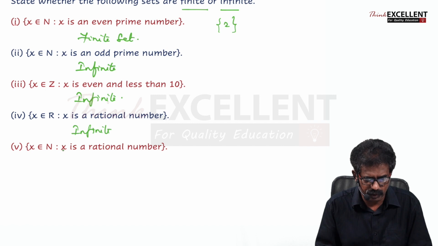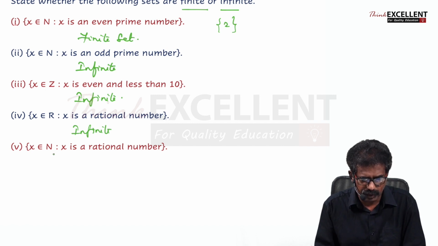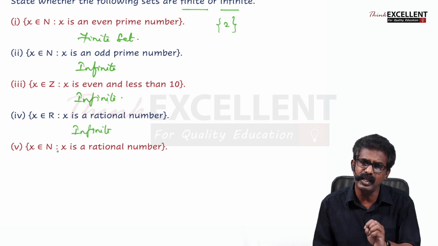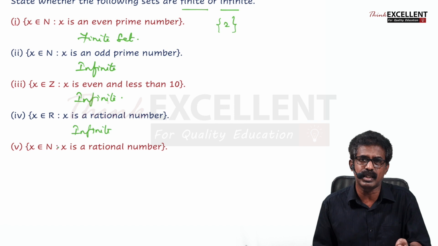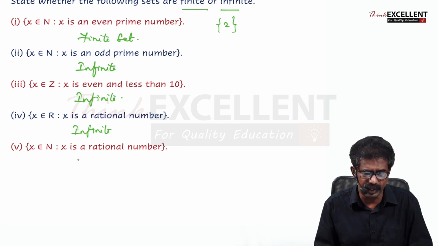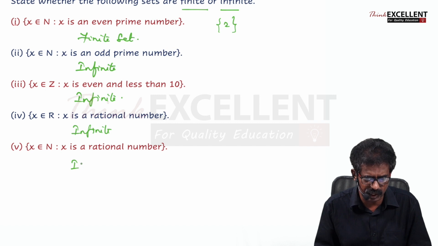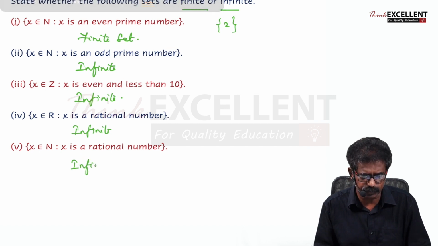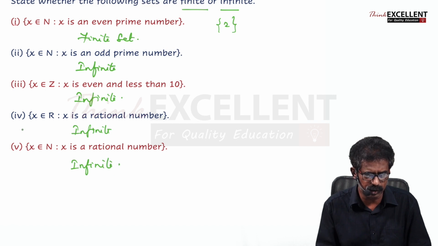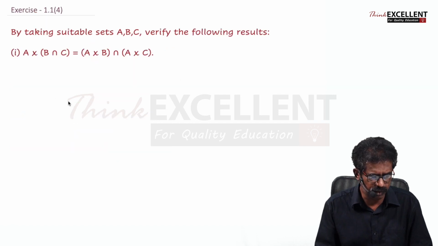Next one is X belongs to N, natural number, and it is a rational number. Every natural number is a rational number. 7 is a natural number, and 7 can be written as 7 by 1, right? It is a rational number. There are infinite rational numbers which are natural numbers. So this is also infinite. It's a very simple question. Now let us go for the fourth question.